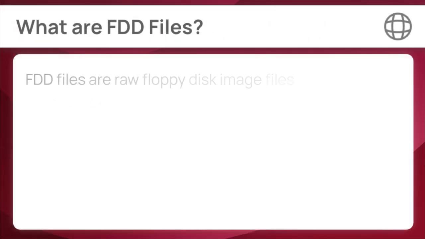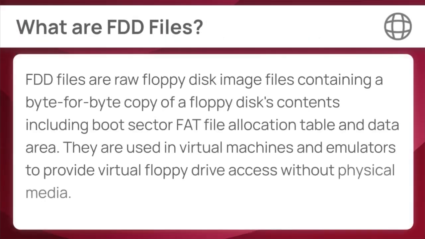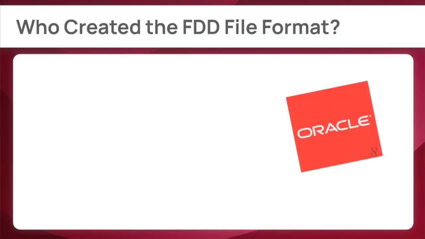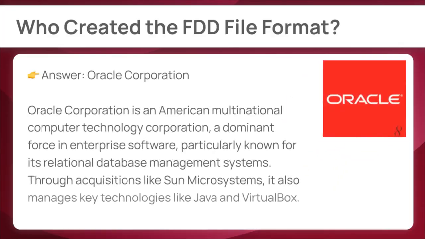FDD files are raw floppy disk image files containing a byte-for-byte copy of a floppy disk's contents, including boot sector, FAT (file allocation table), and data area. They are used in virtual machines and emulators to provide virtual floppy drive access without physical media.